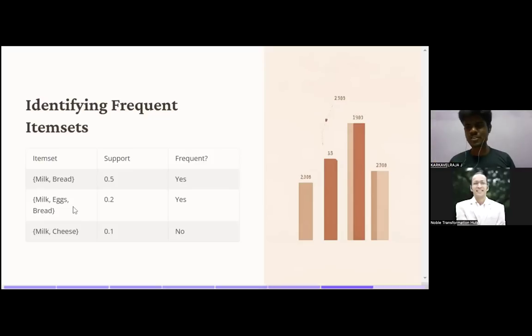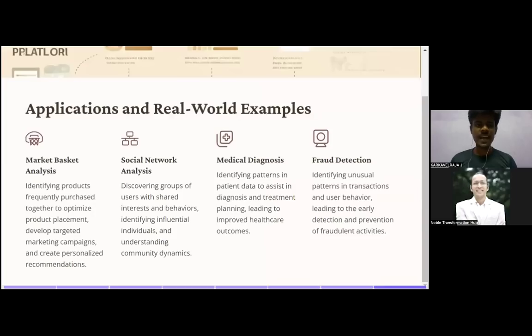Okay, let's move on to the next slide. We have applications and real world examples. I hope we have already discussed these things when we covered association rules, but let us touch on them one more time. Market basket analysis. I don't know how many times I have pronounced this phrase; it will be more than 10 to 20 times.